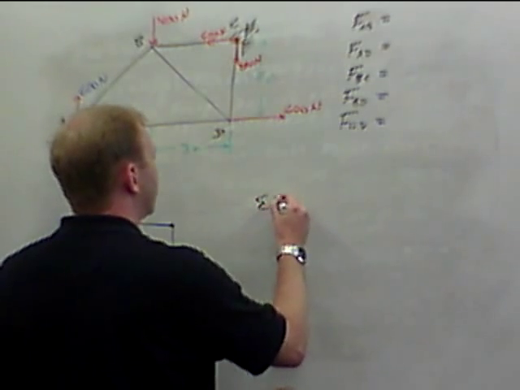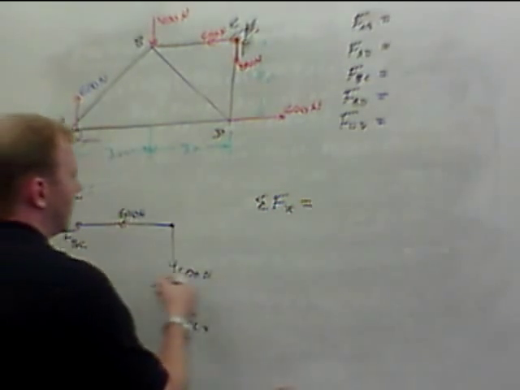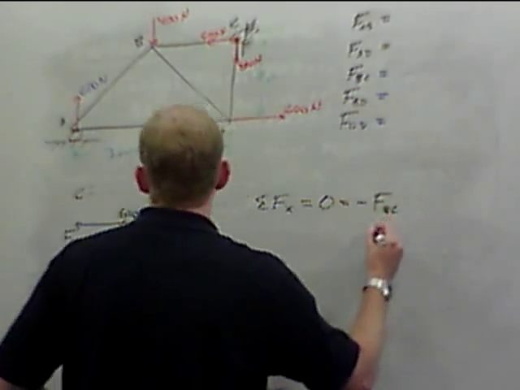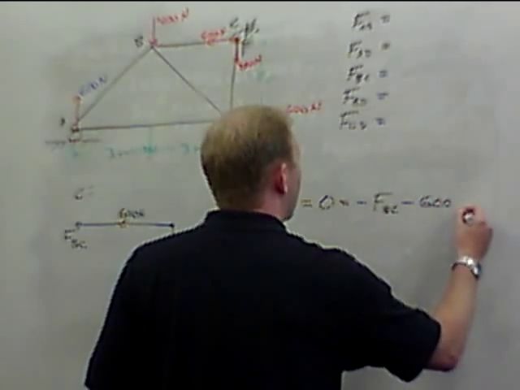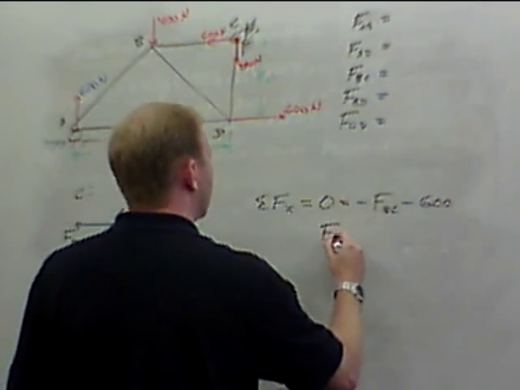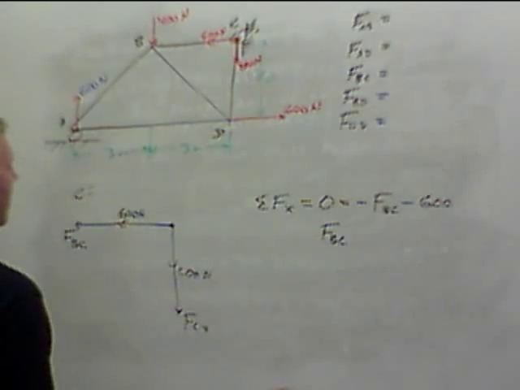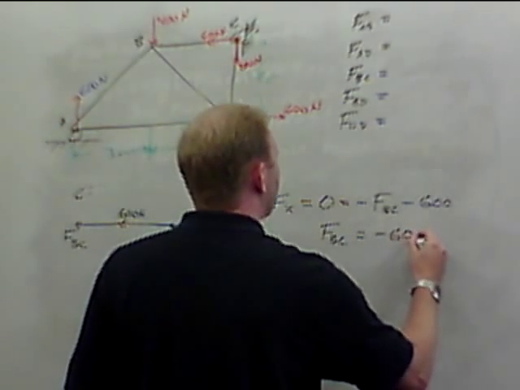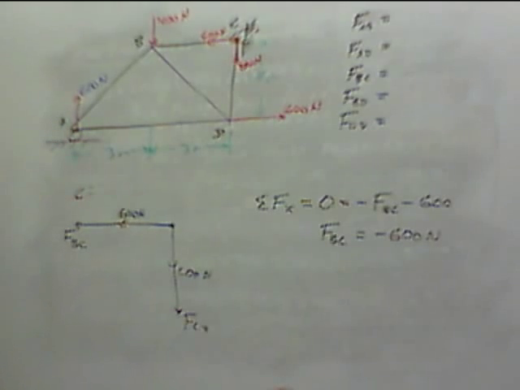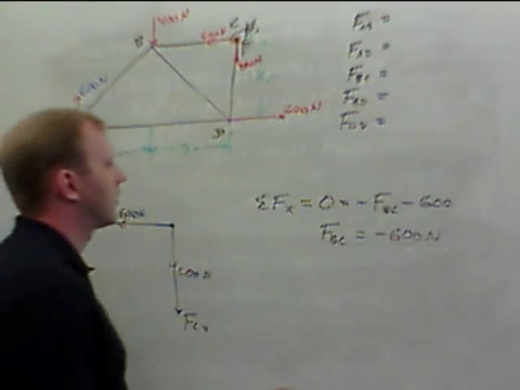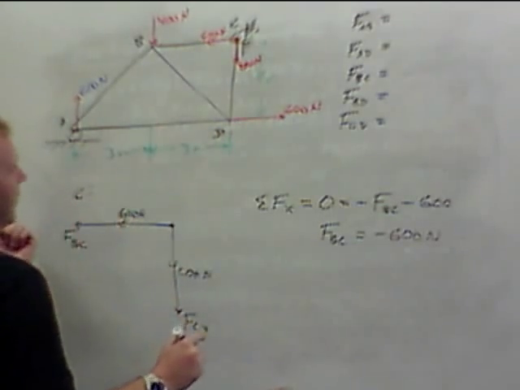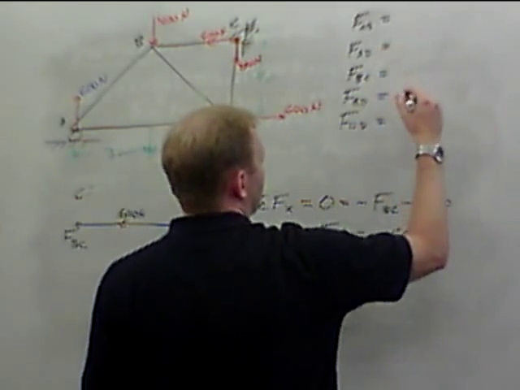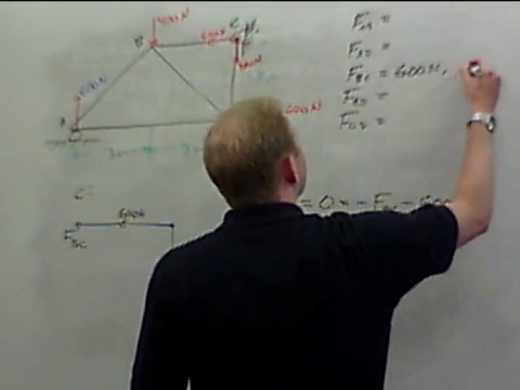This just becomes summation of forces in the x equals zero. We have minus FBC minus 600 equals zero. So FBC, drawn in tension, is going to equal negative 600 newtons. What that means is, because I drew it in tension, pulling away from C, we got negative. That means FBC is 600 newtons in compression.